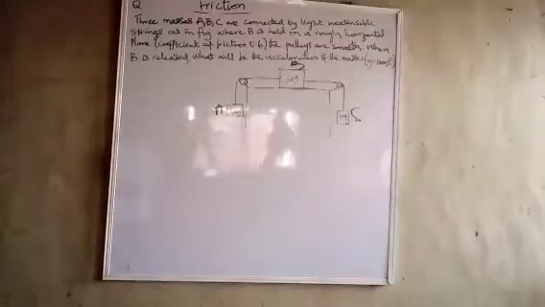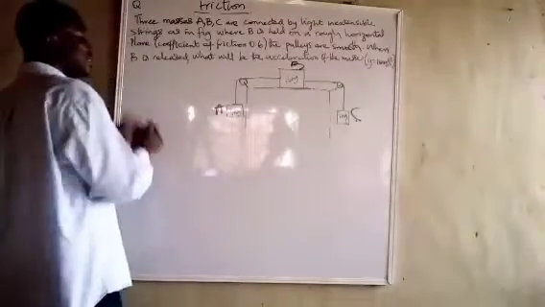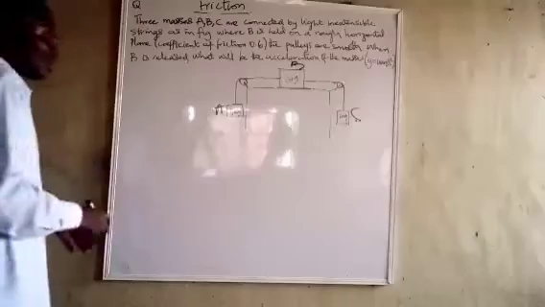A, B, C are connected by light inextensible strings, as in figure, where B is held on a rough horizontal plane, coefficient of friction 0.6. The pulleys are smooth. When B is released, what will be the acceleration of the masses? From previous work we have done, you can easily get this one straight, direct.